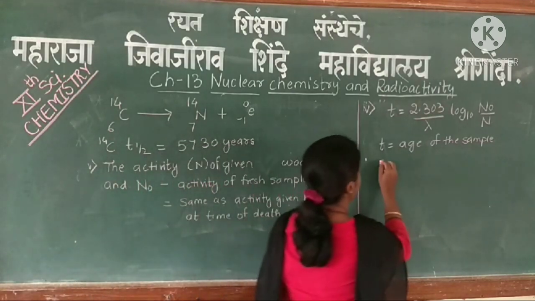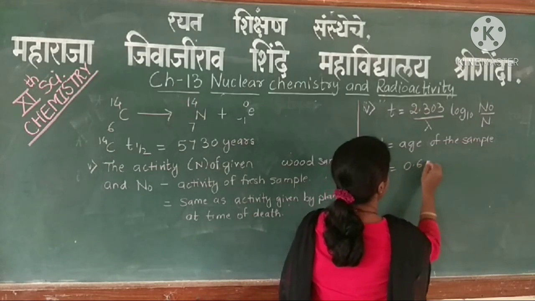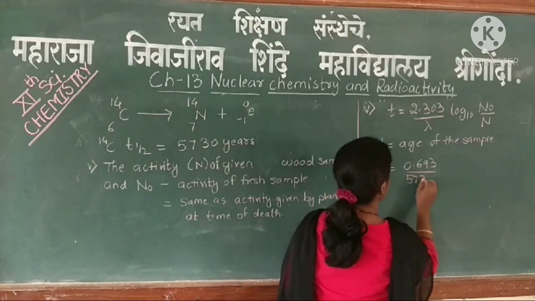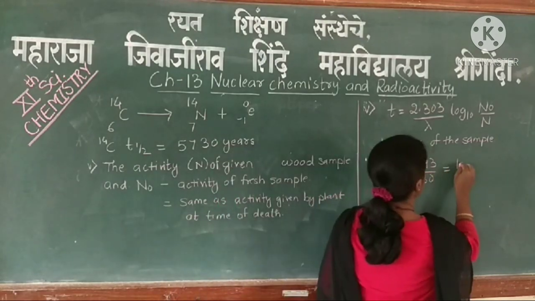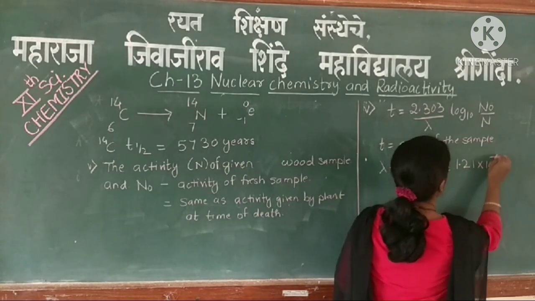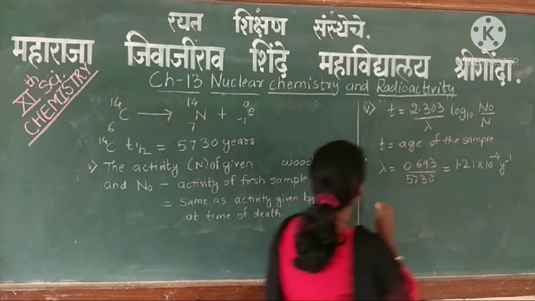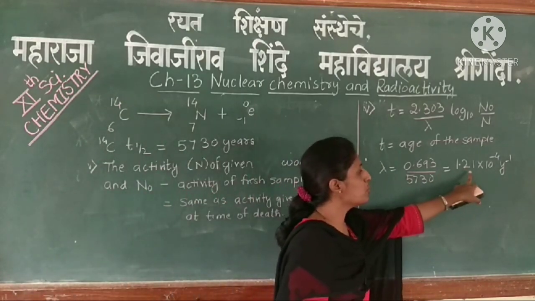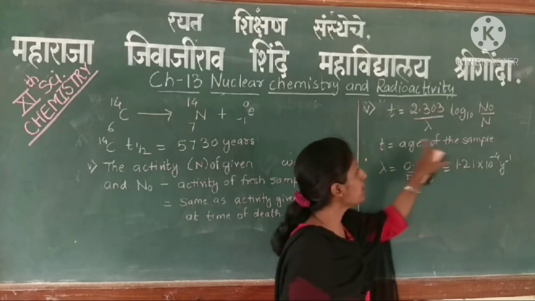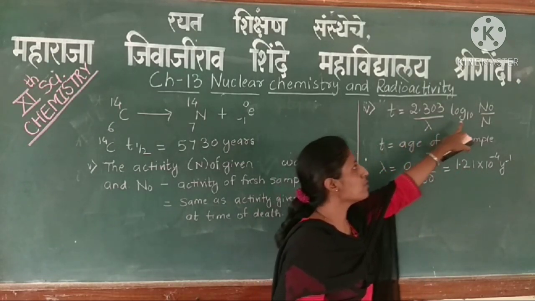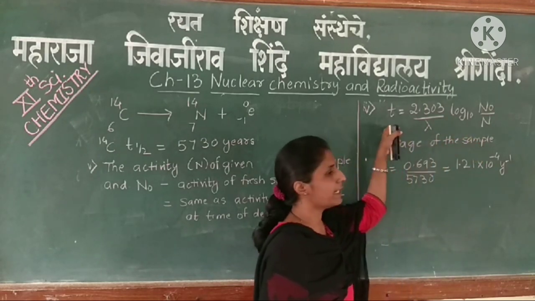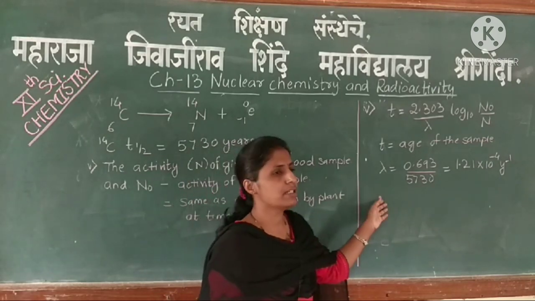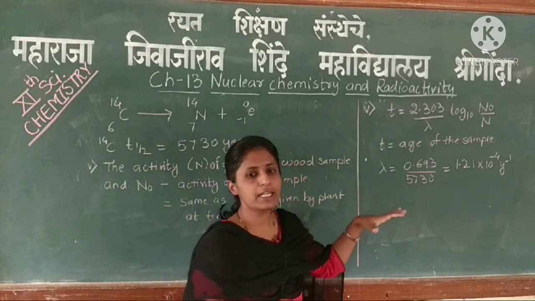Now lambda can be calculated using the T half. We know the T half of carbon 14. Just now we wrote 5730 years. So this turns out to be 1.21 into 10 raised to minus 4 per year. Substituting here the N0 and N, you will get the age of that plant. In this way the scientist or archaeologist finds out the age of that sample.